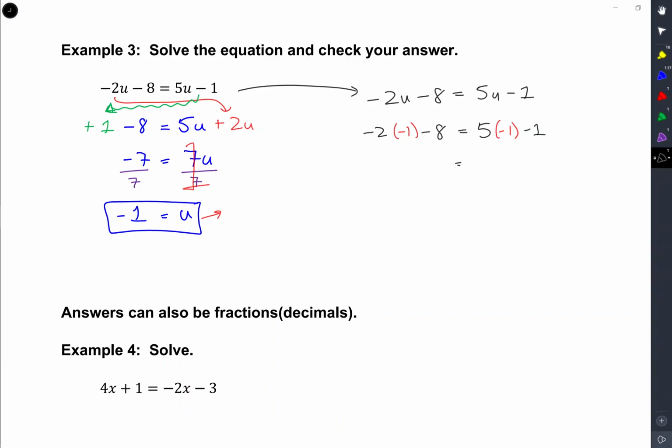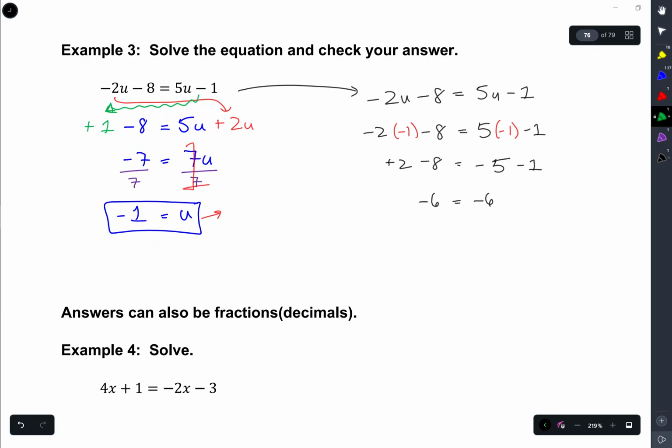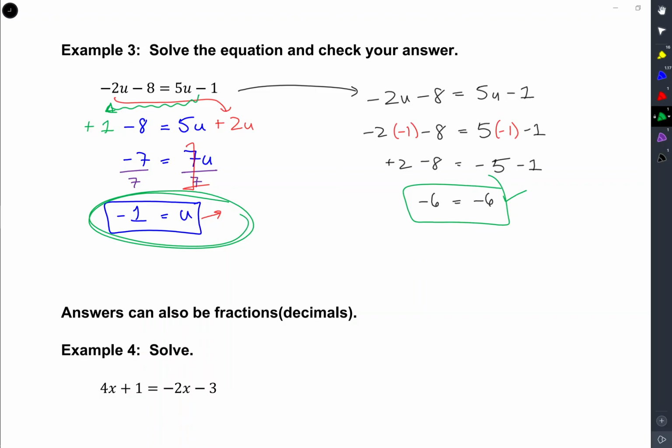And then on the left, we're just doing some BEDMAS. We have a negative 2 times a negative 1. That's a positive 2. Subtract 8. On the right, we have 5 times negative 1. So that's negative 5 minus 1. And then back to the left, we have positive 2 and negative 8. So that's negative 6. And on the right, it's negative 5 and negative 1 or negative 6. And so this is true. And therefore, that must mean that u is negative 1, that the solution for u is negative 1. So it looks good.